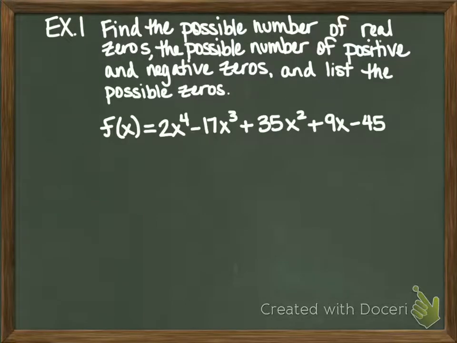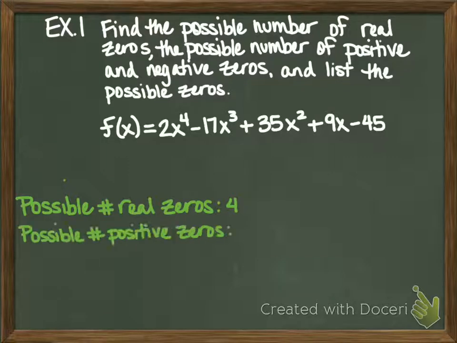Okay, so let's look at an example here. I'm going to do all of the things that we've talked about. I'm not going to solve this problem. I'm just going to find all of the possibilities to help me if I was going to solve it. So we're going to start by the number of real zeros. So you count and look at the highest exponent for the polynomial function. That will tell you the possible real number of zeros. Okay, so that's 4, since the highest exponent is 4. So that means there's going to be 4 solutions.